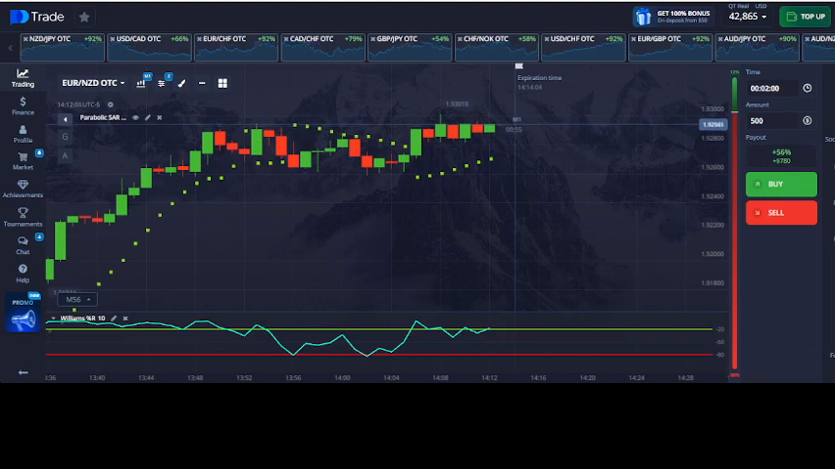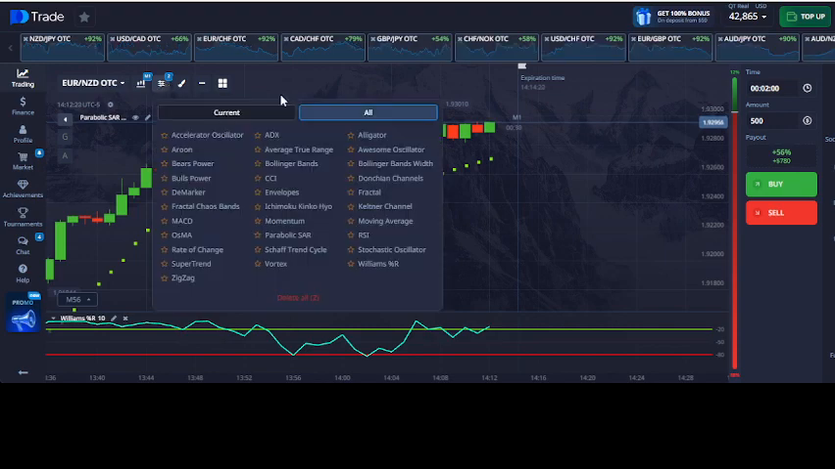So today I'm on the Pocket Option platform and I'm going to be trading currency pairs, OTC currency pairs on the platform utilizing two indicators. Okay, so if we click on our indicator icon here, the first indicator is known as the Parabolic SAR or Parabolic Stop and Reverse indicator. And the second indicator is known as the Williams percent R indicator.